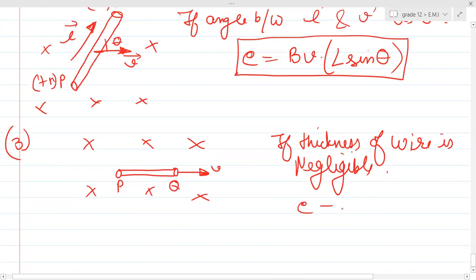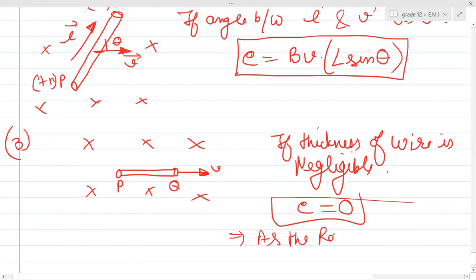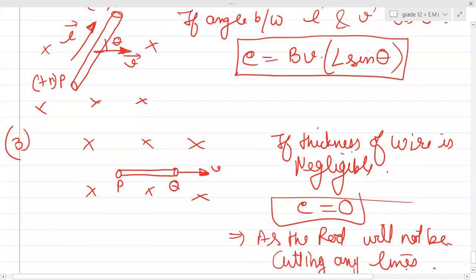If the thickness of the wire is negligible, then in this case the EMF will be zero, as the rod will not be cutting any lines.